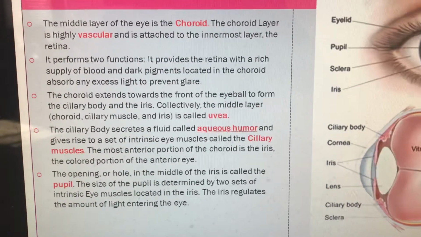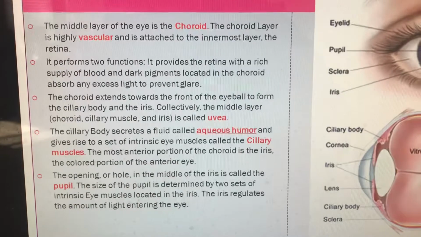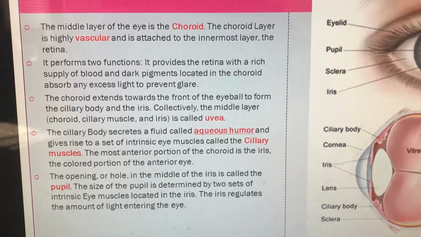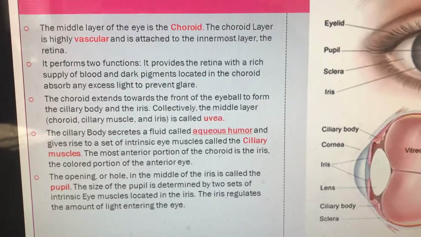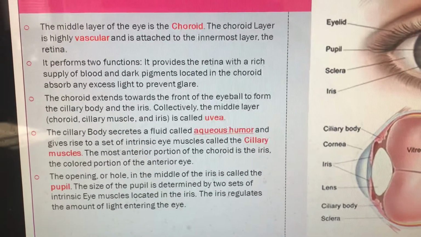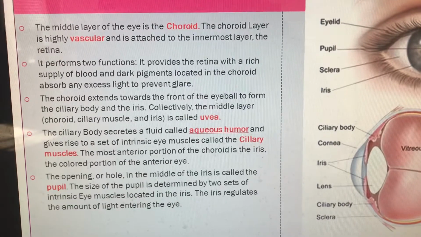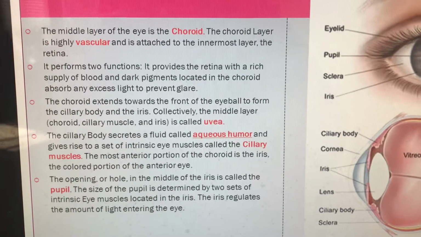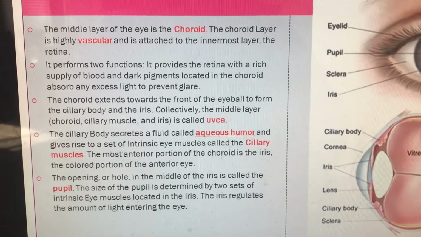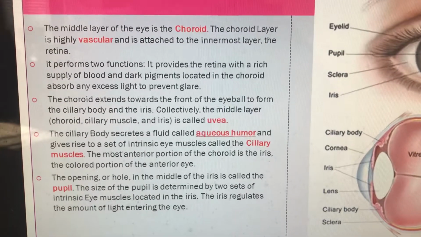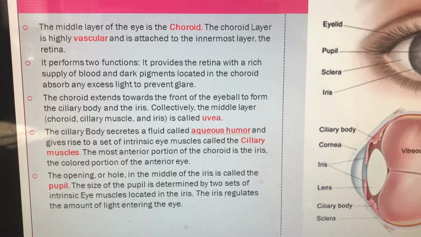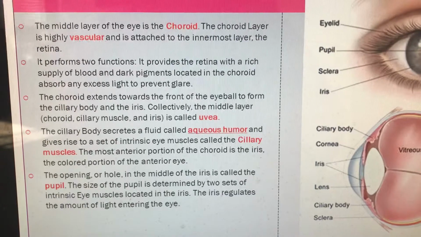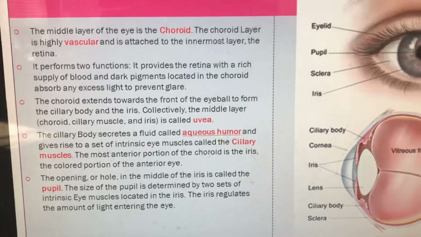The ciliary body secretes a fluid called the aqueous humor and gives rise to a set of intrinsic eye muscles called the ciliary muscles. The most anterior portion of the choroid is the iris, which is the colored portion of the anterior eye. The opening or hole in the middle of the iris is called the pupil, and the size of the pupil is determined by 2 sets of intrinsic eye muscles located in the iris. And the iris regulates the amount of light entering the eye.